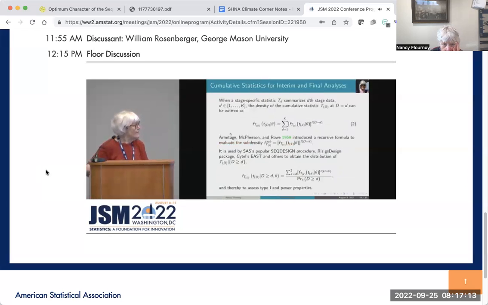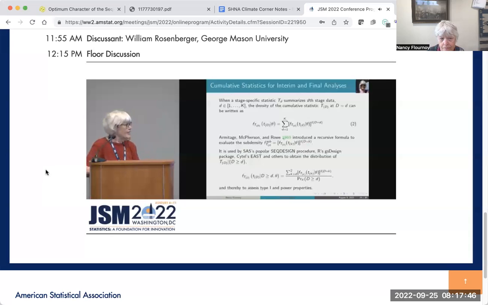So we think about the cumulative test statistics. And so we have this density of our cumulative test statistic, D being the random variable for stopping that can take on these little d values. And so you can write the overall density as a sum of the densities over all the possible places you might have stopped with the indicator function. So in the end, you still just have the one you looked at.